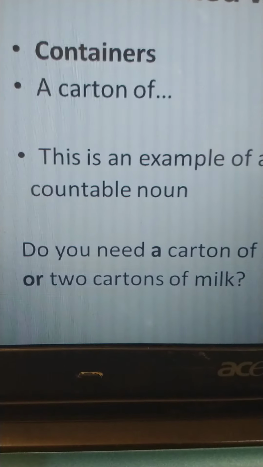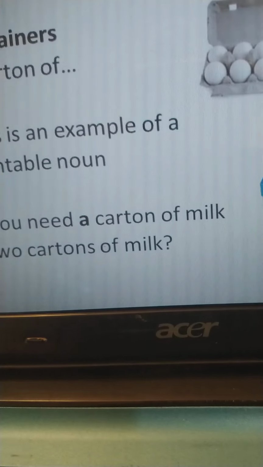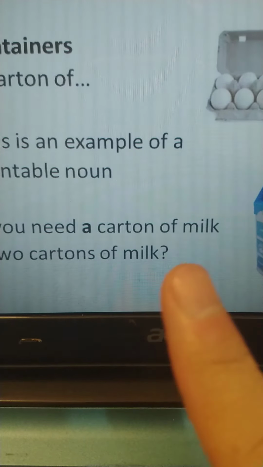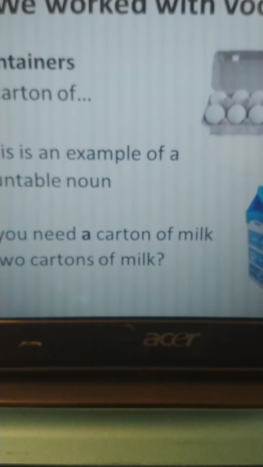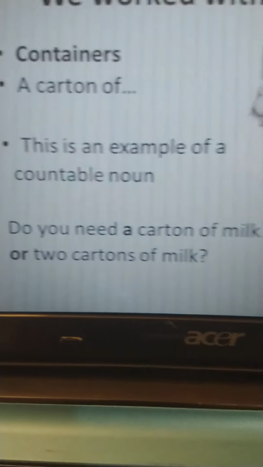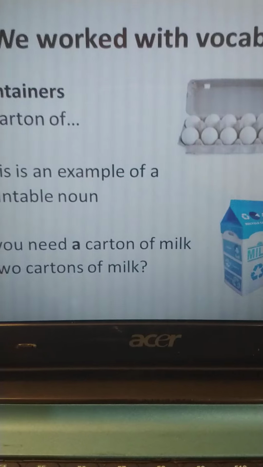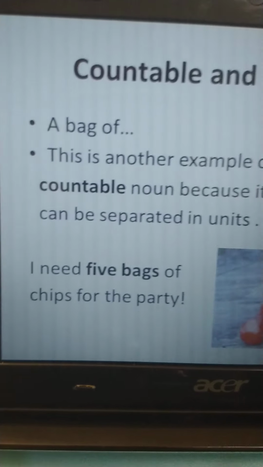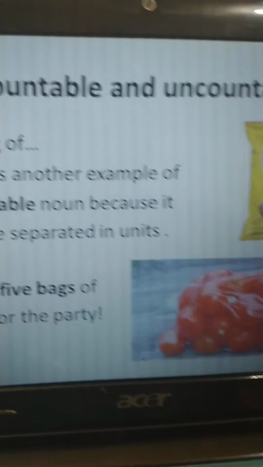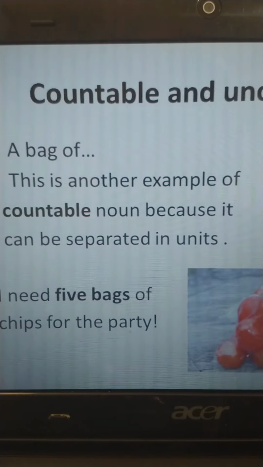Okay, another example is, do you need a carton of milk or two cartons of milk? Remember that when we use a, it represents one, the quantity of one, right? Singular. Again, this is an example of countable nouns. And another type of container is this, a bag of chips, a bag of tomatoes. Here we are looking at another example of a countable noun because it can be separated into units.